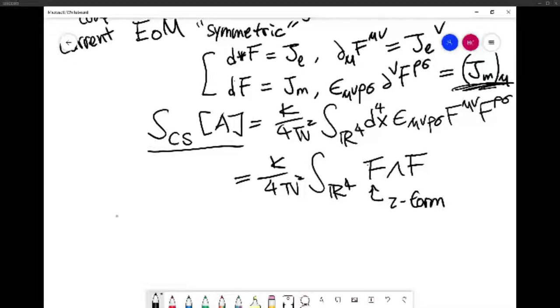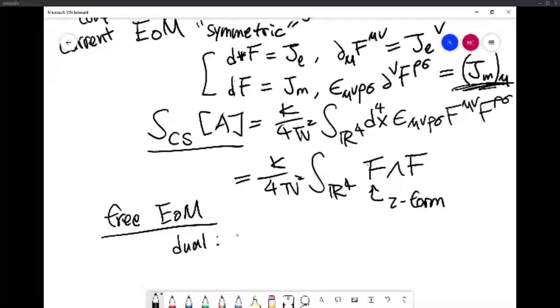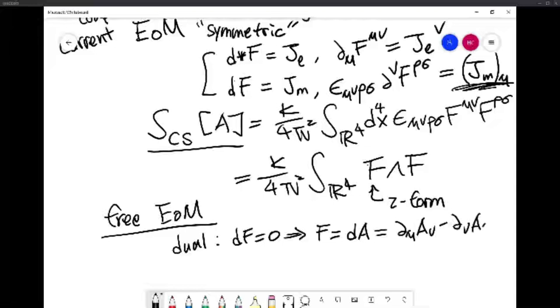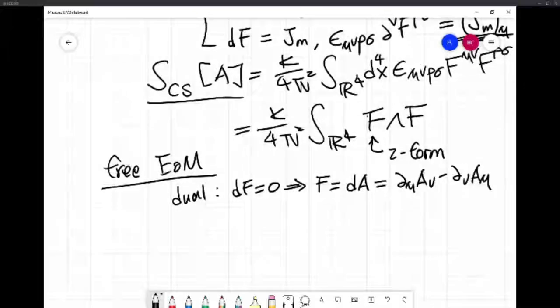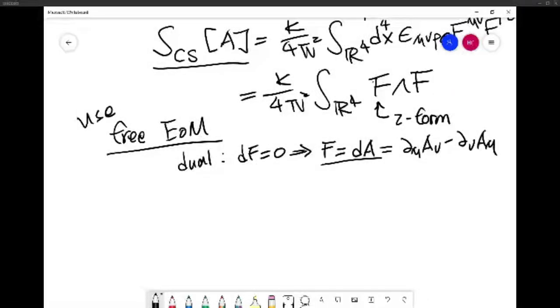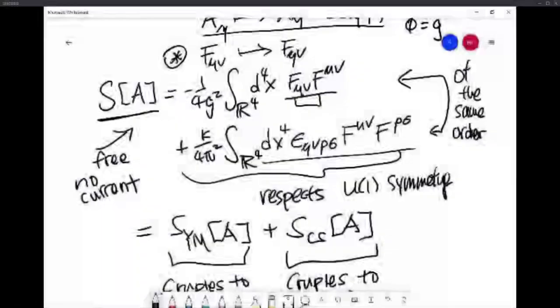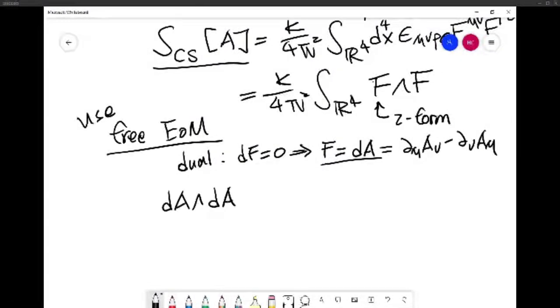But if we use the free equations of motion, which is the dual one, which says dF equals zero, and on flat space, this implies that F is dA, that is, partial mu A nu minus partial nu A mu, like this. If we use the free equations of motion, then what we see is that because the exterior derivative is anti-symmetric, we have dA wedge dA, but this is nothing but d of A wedge dA, right?